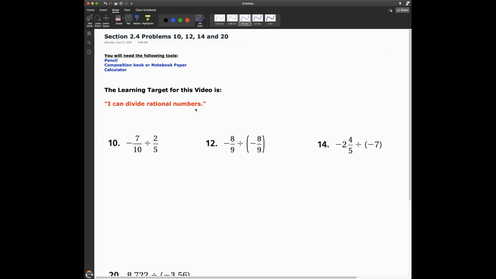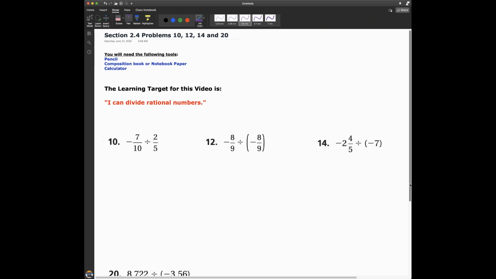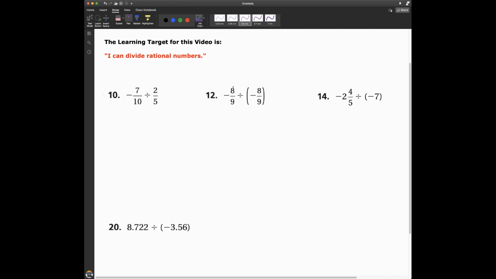All right, so we'll get started. Remember, when we are dividing rational numbers, we have to remember to keep, change, and flip. So we turn division into multiplication. So let me do that. Let me write down the first rational number. That's keeping. Let me change the sign to multiplication. And then flip means let me write the reciprocal. The reciprocal of 2/5 is 5/2. Okay, so we can go ahead and do that.